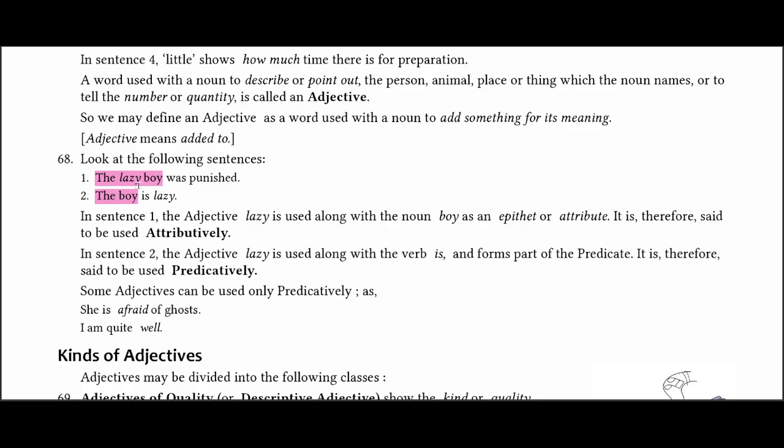What's the difference? In the first statement, lazy is used alongside the noun. In the second, it is used alongside the verb is. In the first statement, it is used as an attribute or an epithet. When an adjective is used alongside a noun, we call it an attribute. We also call it an epithet. So adjective thus used is called adjective used attributively. In the second statement, adjective is part of the predicate. So we can say that this adjective lazy is used predicatively.